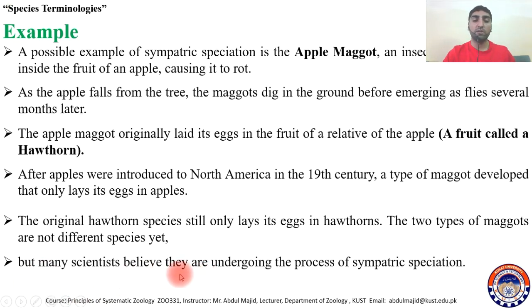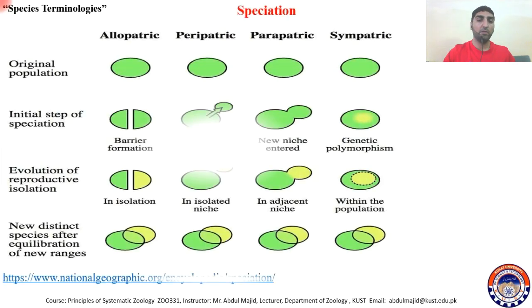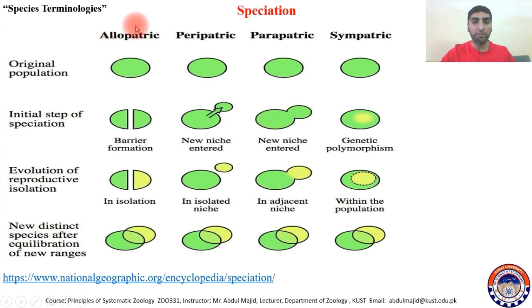But many scientists believe they are undergoing the process of sympatric speciation. So now we were discussing allopatric speciation and sympatric. We discussed allopatric. Now this is sympatric. This is the original population. An initial step in speciation is genetic polymorphism in a certain area in the middle. The population is not isolated. They are in the same area, but still something happened. Speciation occurred, so evolution of the isolation. Now this population will become reproductively isolated.